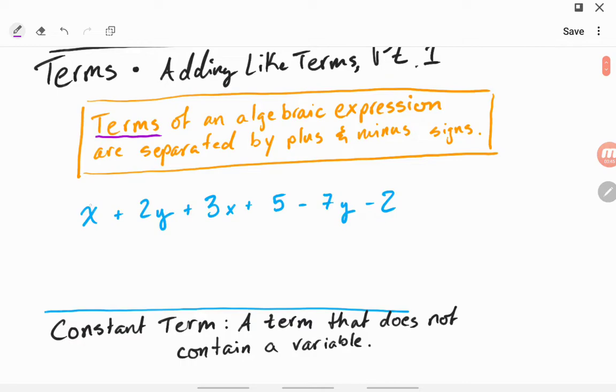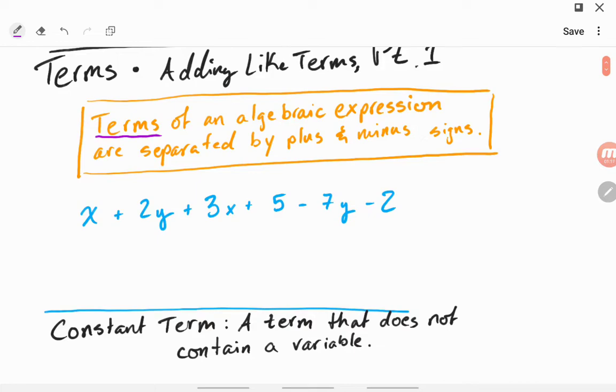Because we can see, look, we've got x, then a plus sign. So, right, there's 1. There's our first term. We've got 2y separated on both sides by a plus sign. So that's our second term. Third term, fourth term, fifth term, and sixth term, right? So, yeah, we have 6 terms here. I'm going to go ahead and just erase those. And we can see that because they are separated by those plus and minus signs.